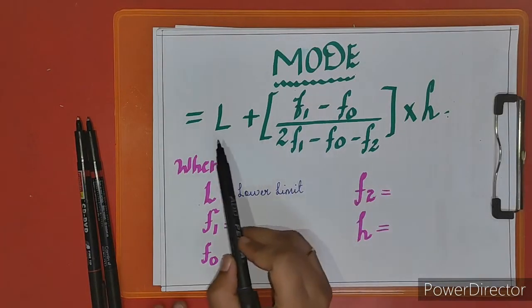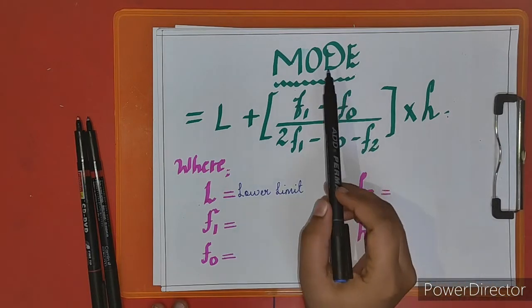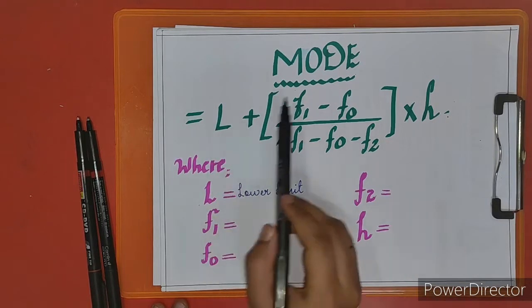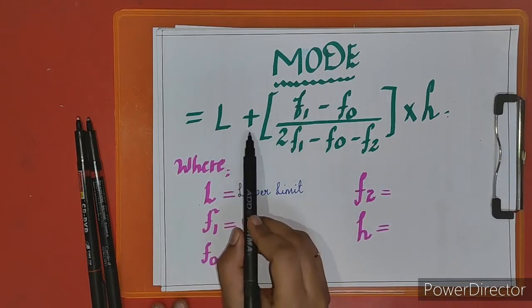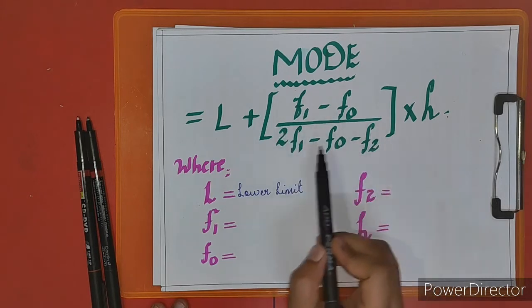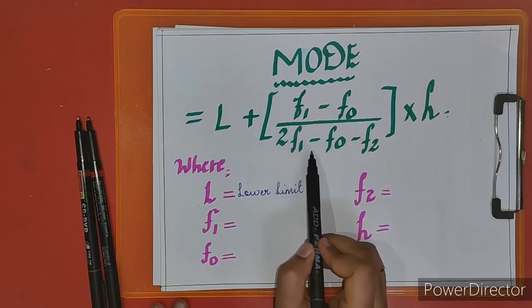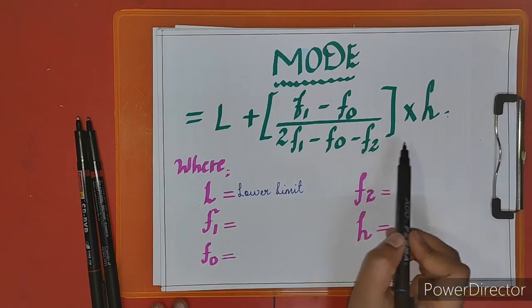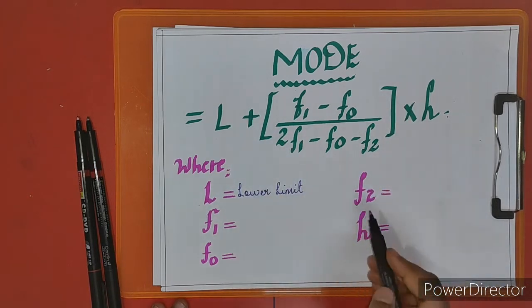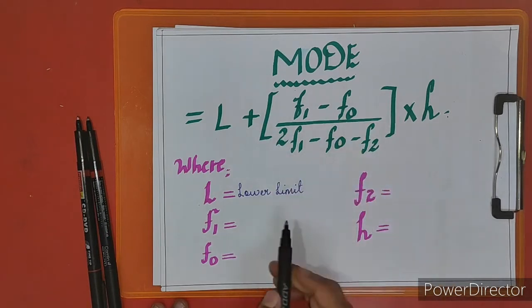Here the following formula is used for the purpose of finding out the mode of grouped data. So we will see what the formula is. Mode is equal to L plus, in a bracket, F1 minus F0 upon 2 multiplied by F1 minus F0 minus F2, multiplied by H. So here we will learn what all the terms given in the formula are.